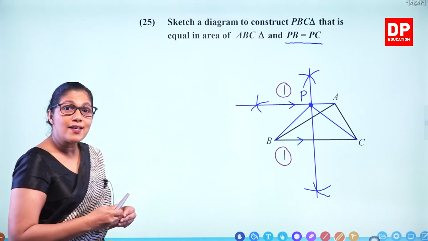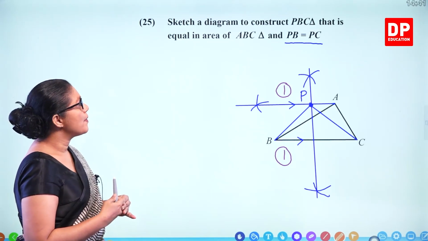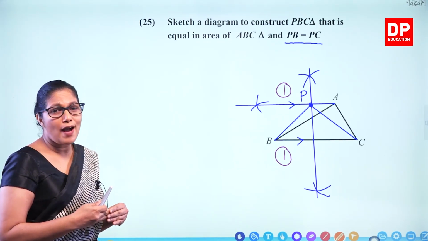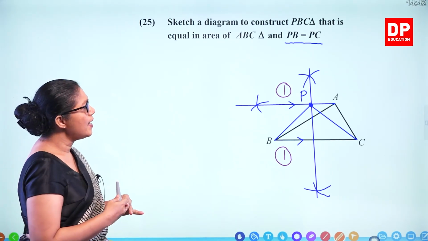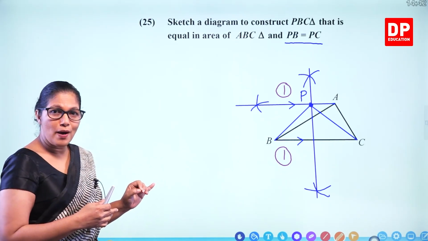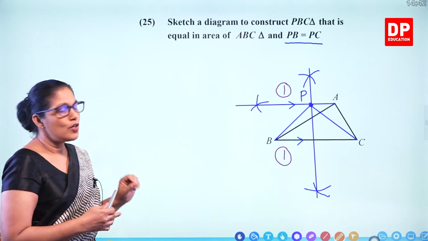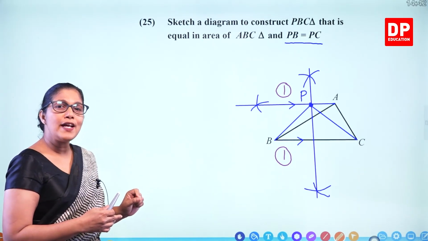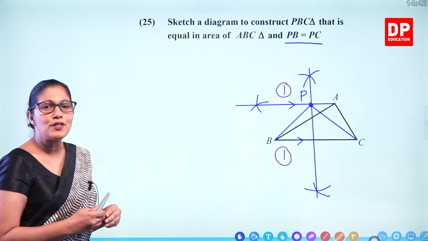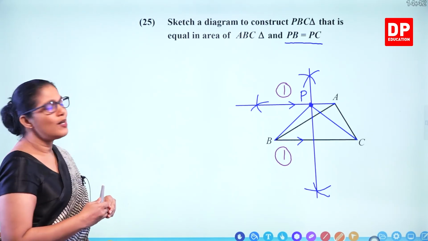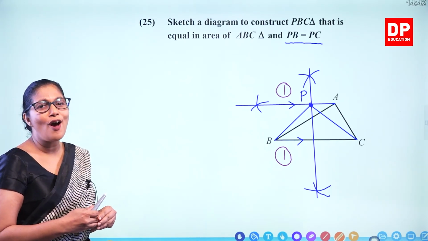So this is the last question in this paper. We covered all 25 questions in the paper and each question is 2 marks, so we gave 50 marks for the whole paper. Before you watch my video, you have to do all 25 questions and then look at my video to check your answers.